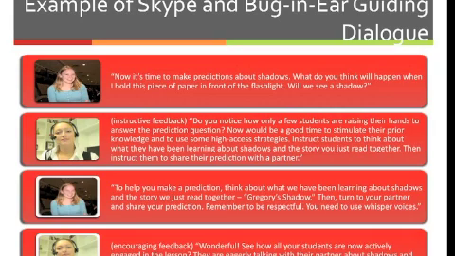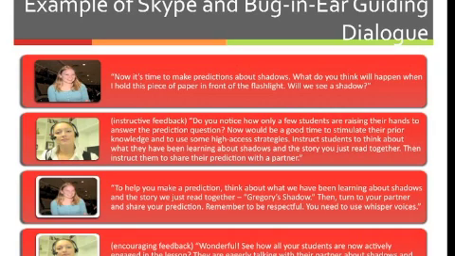Teacher: Now it's time to make predictions about shadows. What do you think will happen when I hold this piece of paper in front of the flashlight? Will we see a shadow? Coach: Instructive feedback. Do you notice how only a few students are raising their hands to answer the prediction question? Now would be a good time to stimulate their prior knowledge and to use some high-access strategies. Instruct students to think about what they have been learning about shadows and the story you just read together. Then instruct them to share their prediction with the partner.